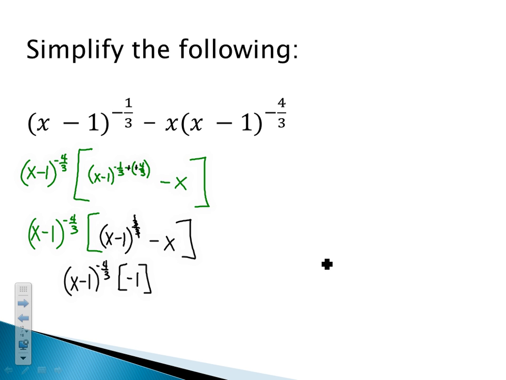Got a negative exponent. How do I get rid of it being negative? I need to take that term and put it to the bottom. So leave your negative 1, but the x minus 1 to the 4/3 now goes into the bottom. And that is your answer.